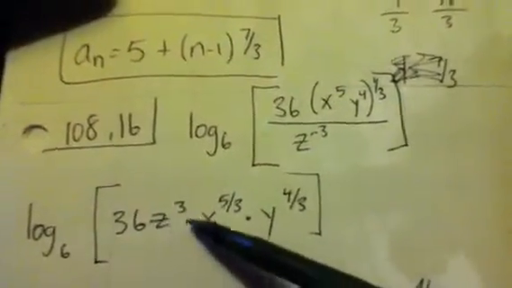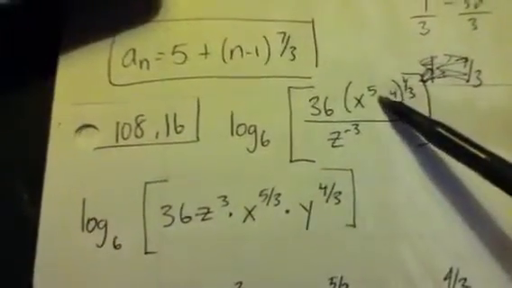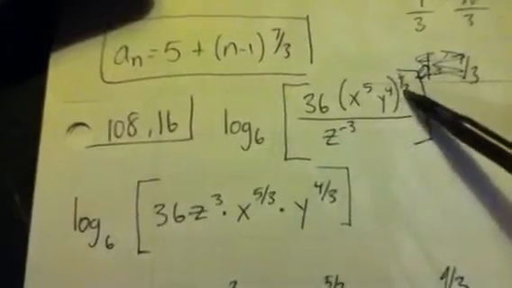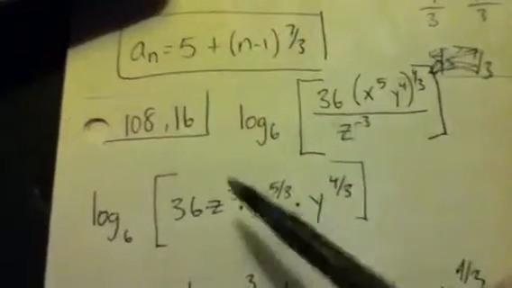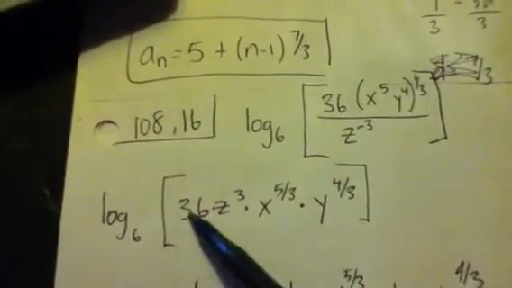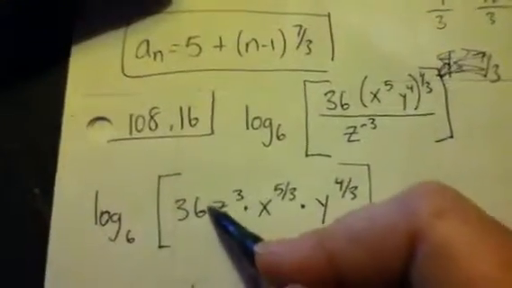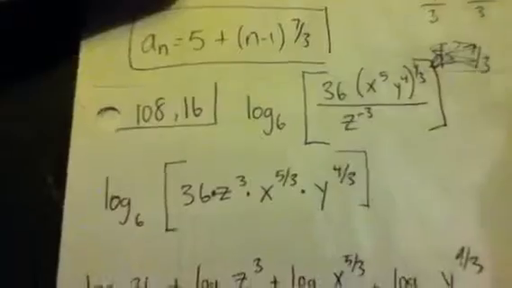I like to use my little timesing dots. 5/3 because 1/3 times 5 is 5/3, and 4/3 because 1/3 times 4 is 4/3. Okay, now I see that I have factors in here. I have 1, 2, 3, 4 factors.